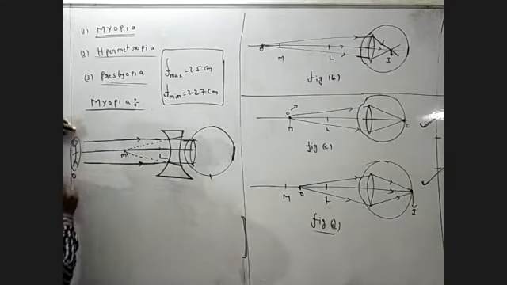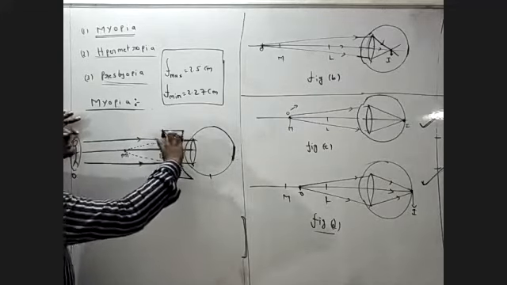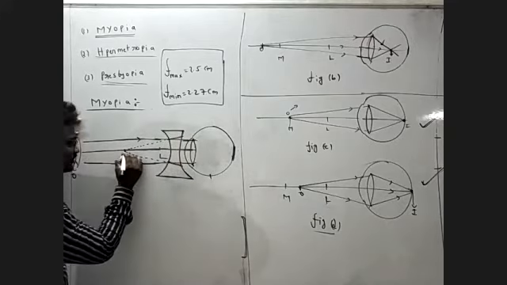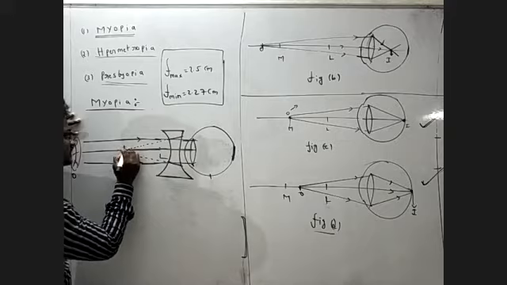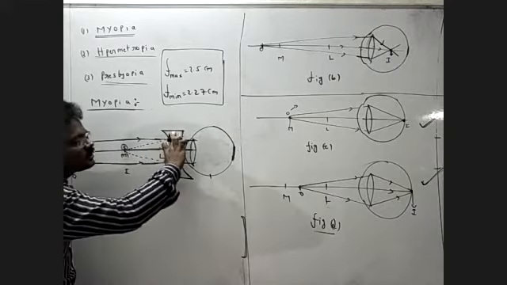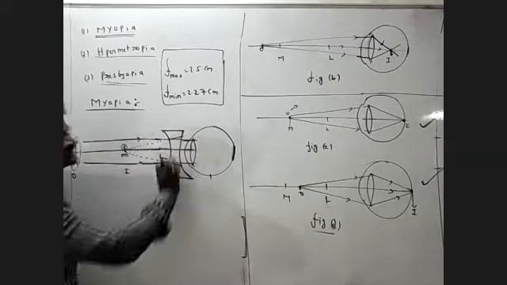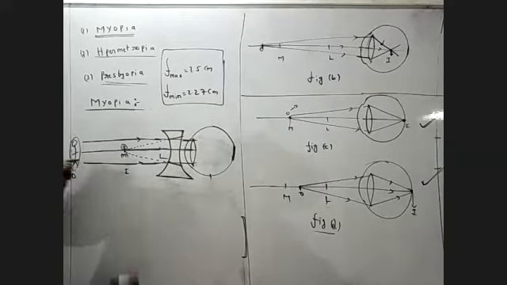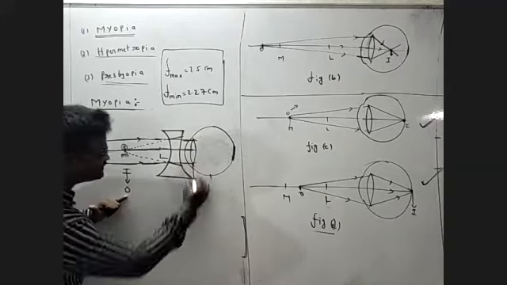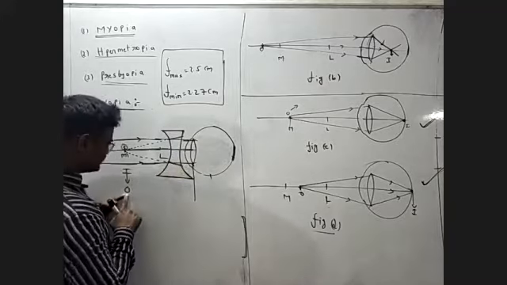This is the object. This is a lens, a concave lens. So the image forms here. This is the image of this object. This is a concave lens. This is the object for the concave lens, and this is the image for the concave lens. Next, this image acts as the object for this lens. This is the object for the convex lens. So where is the image for this object?